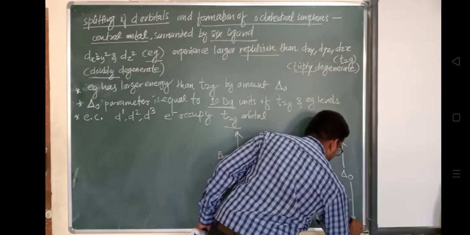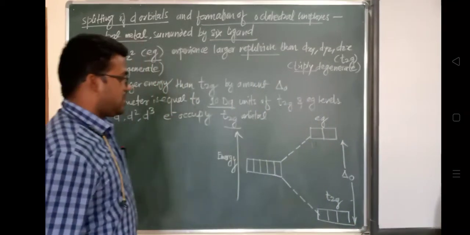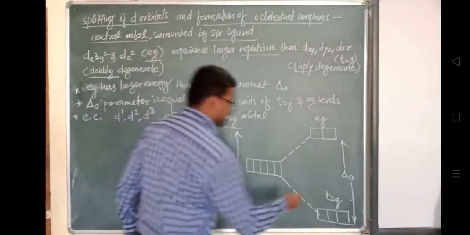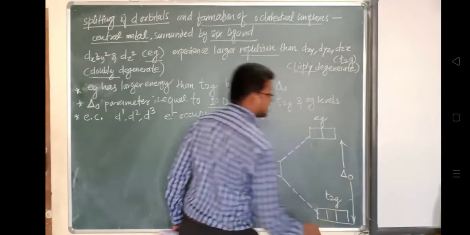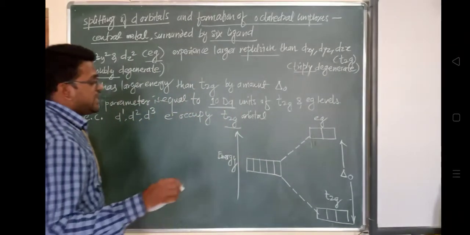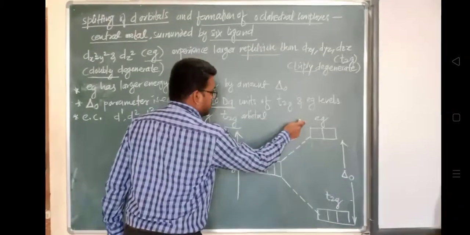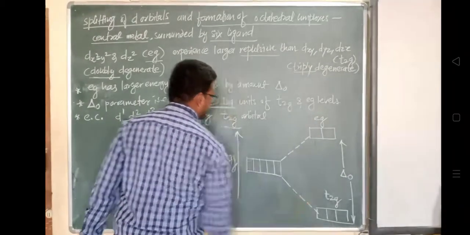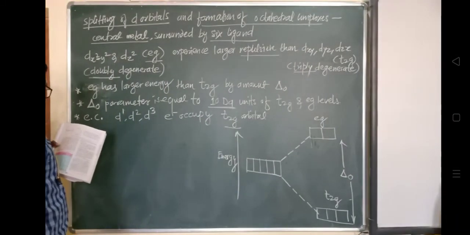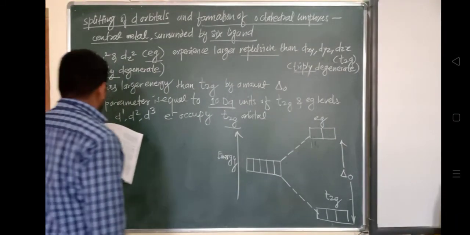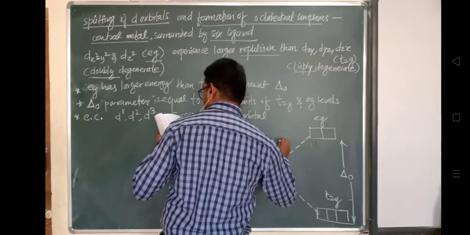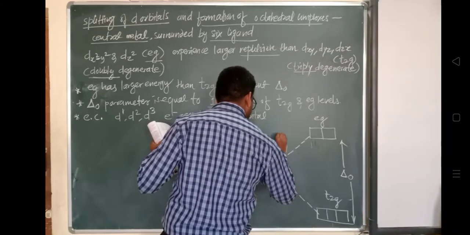What is delta naught? It is the amount of the energy difference, and that is called the crystal field splitting parameter. So the energy difference between these two sets, one is eg and another one is t2g, is represented by delta naught. This is the value, and this is the energy difference. I will mention here, this is the energy difference.